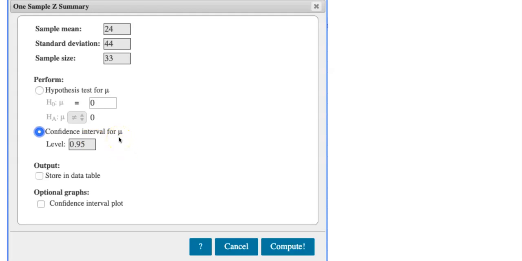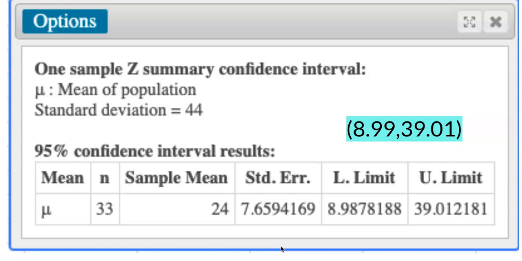Mu stands for population mean, right? And the level that we want is 0.95 for 95% confidence interval. Click on compute. Ta-da! They will give you this 95% confidence interval. With a sample mean of 24, they didn't list the margin of error here, but you know how they got the lower limit and the upper limit: by multiplying this standard error by 1.96. So you just have to round it a little bit, but that's the same thing as what we got by doing it by hand.